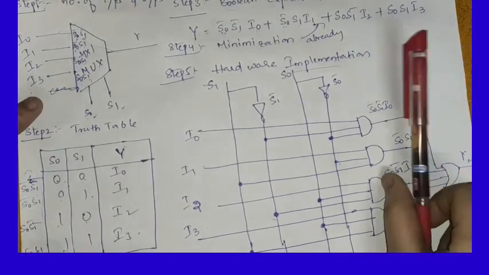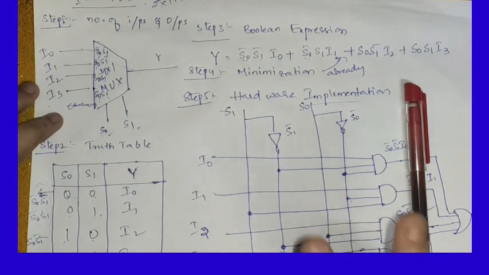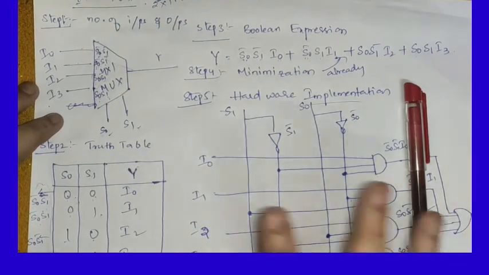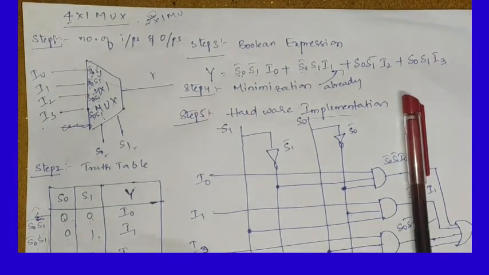So in this way we design the 2 by 1 mux and 4 by 1 mux by using the 5 steps. This is the introduction of the multiplexer. In the next class we will see the problems and different types of questions on multiplexers.